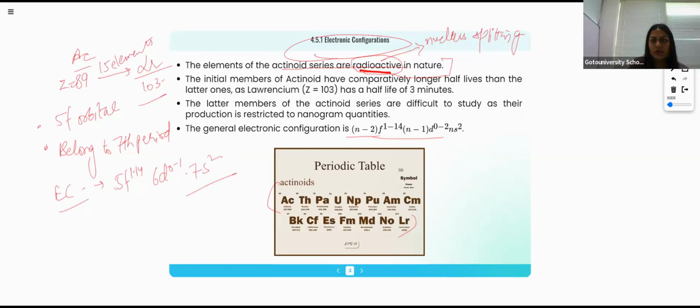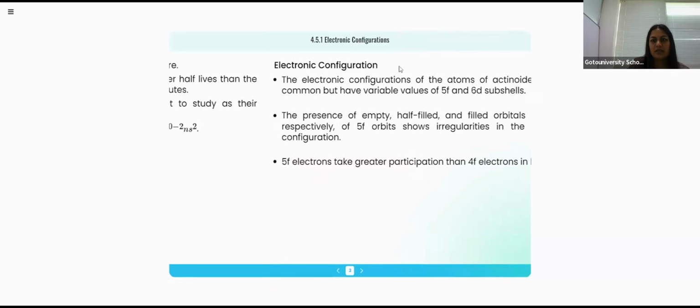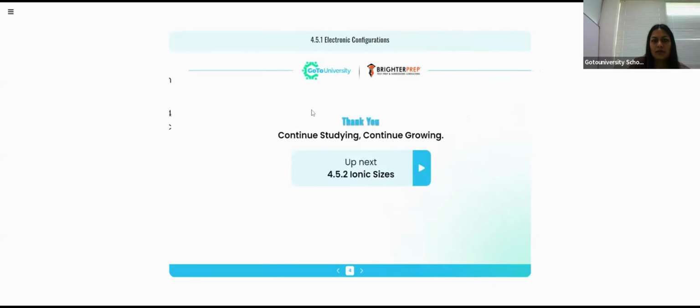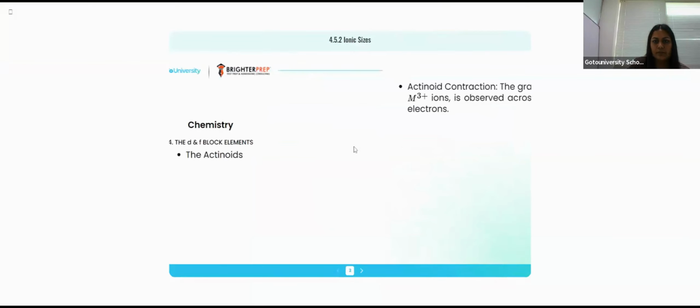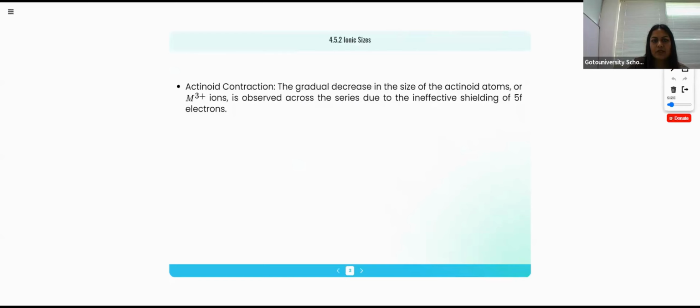Also, if we talk about the atomic and ionic sizes of the actinoids, they also have larger sizes, like lanthanides, even larger than the lanthanoids. So that is why their ionization energy is low and they show more metallic character.